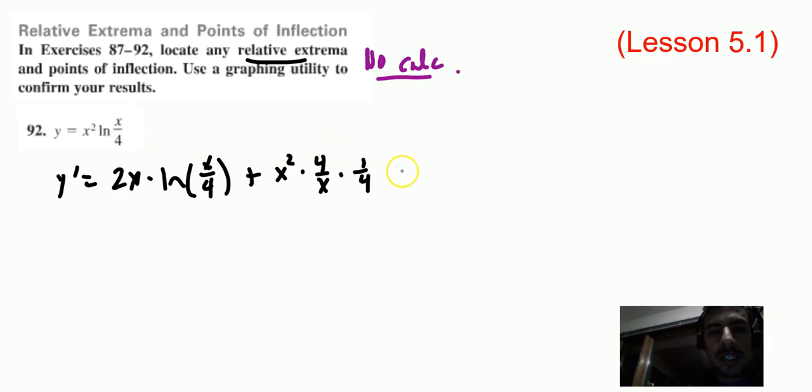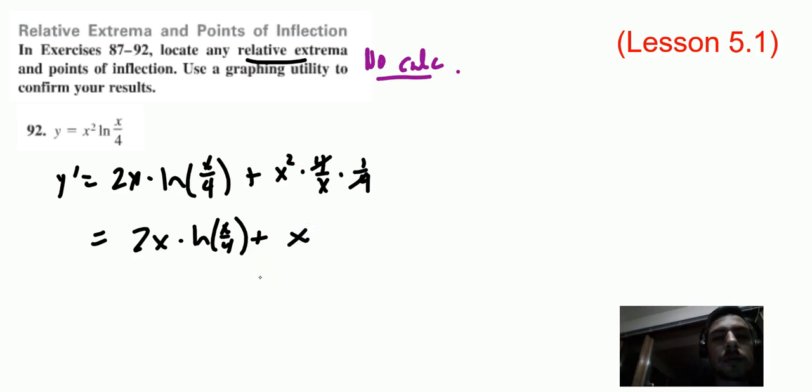Now we know here that x can't be equal to 0, so let's go ahead and simplify 2x times ln of x over 4 plus, it looks like the 4's cancel and an x cancels, we're just left with x. Now, we could actually factor an x out of both terms. So if we do that, we get x parentheses 2 ln of x over 4 plus 1.